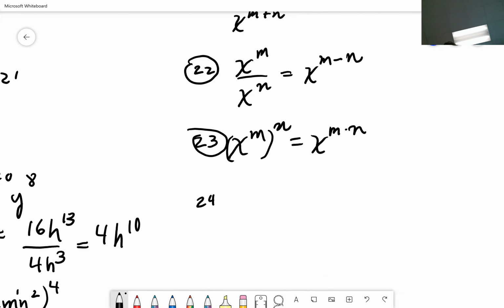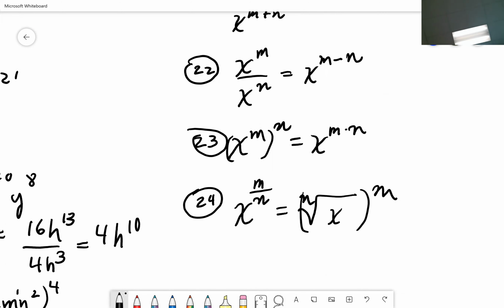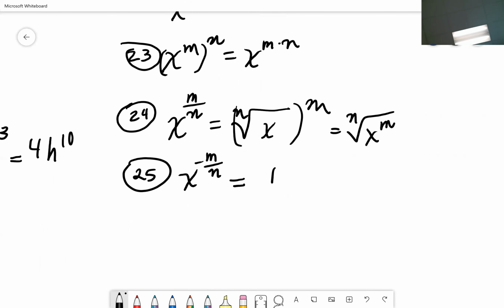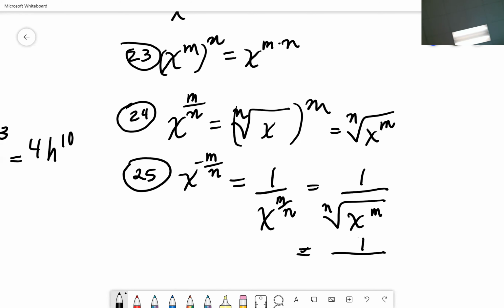24, you have x raised to the m divided by n. You may write this as the nth power of x raised to the m. Or you could also write x to the m like that. And 25, x to the negative m divided by n. It's going to equal 1 over x to the positive m over n. That's what you have to remember with negative powers. And then now you just write 1 over the nth root of x to the m. Like that, you could write it as well. Or you could say the nth root of x, but raised to the m power if you like.